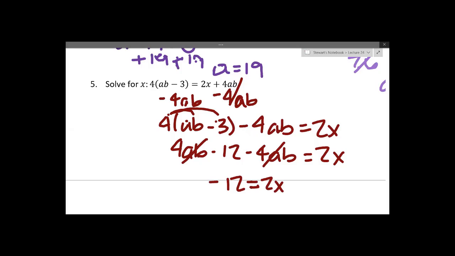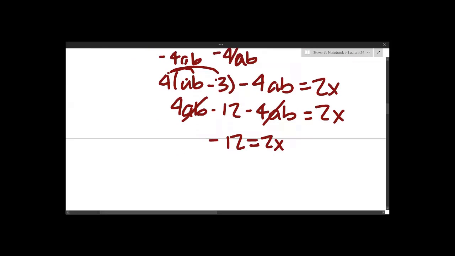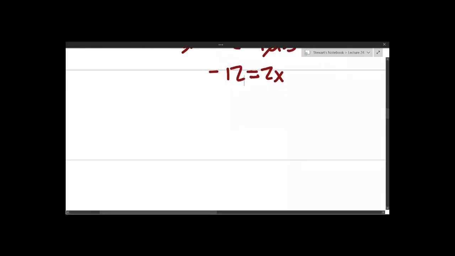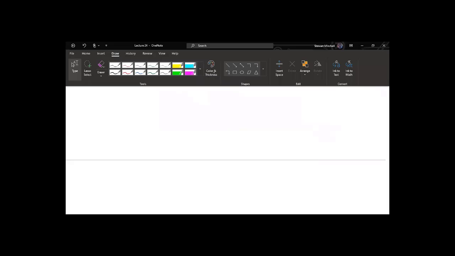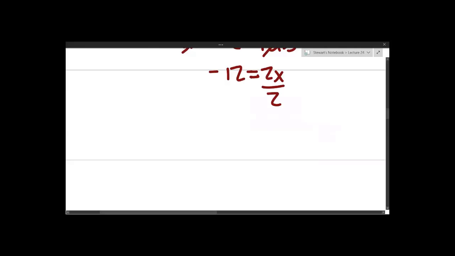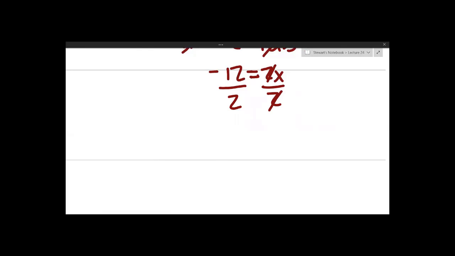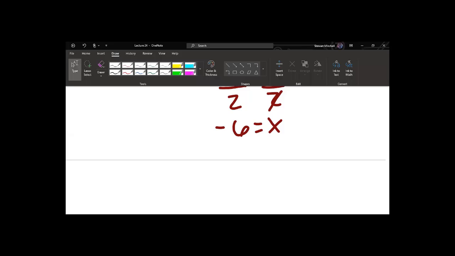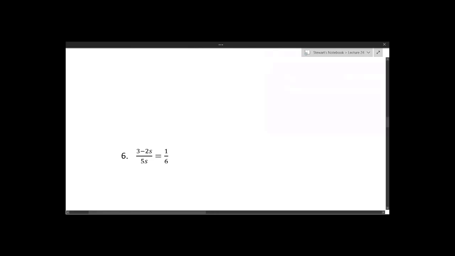So now all that we have to do is divide by 2 on both sides. So divided by 2, divided by 2. This would go away. So we'd have x over here, and then negative 12 divided by 2 is negative 6. And that would be the end for that one.